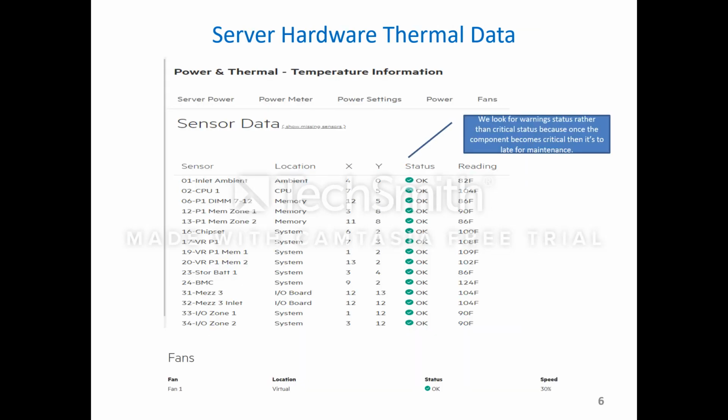As you can see here, there are a couple of screenshots showing the sensors reporting within the server, and the fan speed, which is the percentage of the fan, and its status.